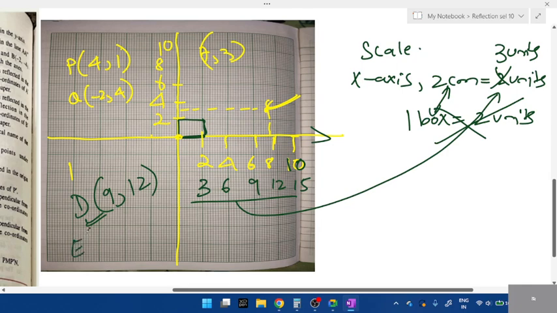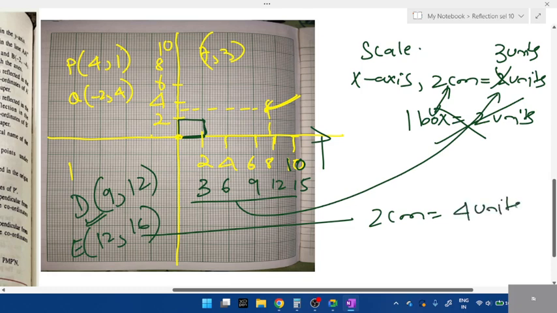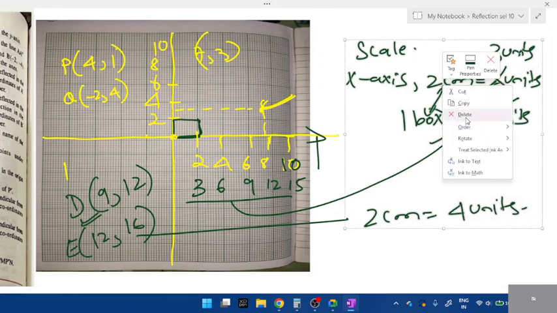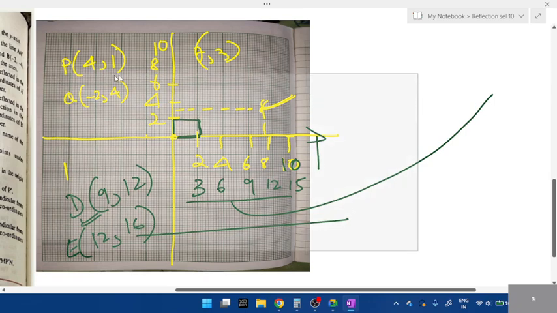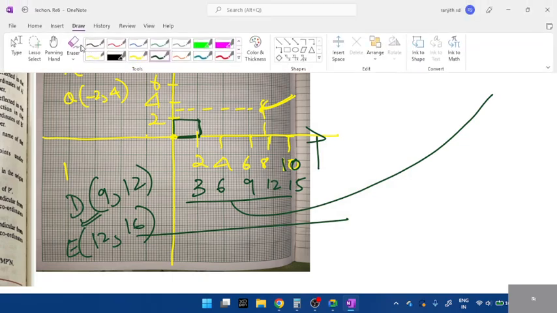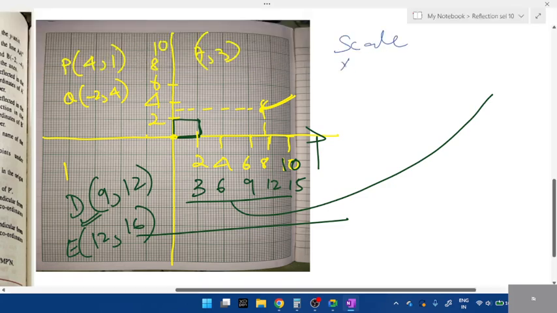Same goes for the 4 times table. If any value, example E, is given as 12, 16, even if you take the 3 times table, 16 goes out of range. So use the 4 times table. Then you write 2 centimeter is equal to 4 units. Is this clear? Understood how to write scale? Same thing for y, students. Even for the y-axis, whatever you write in the x-axis, write the same for the y-axis. Write x-axis, 2 centimeter is equal to 1 unit.